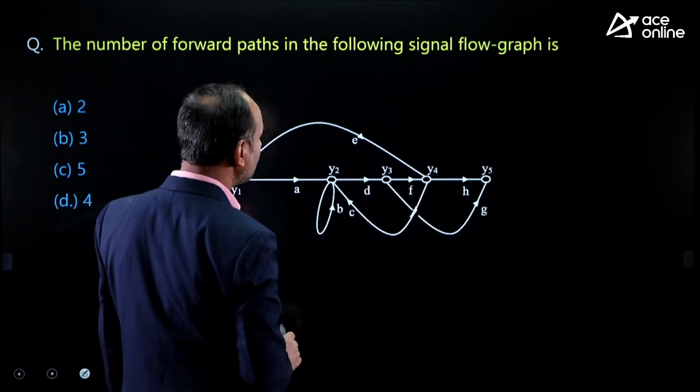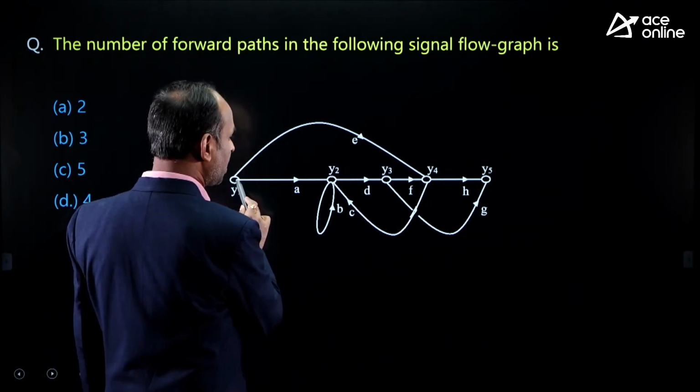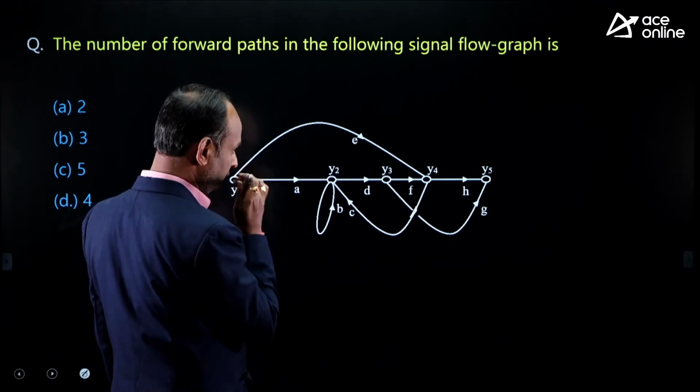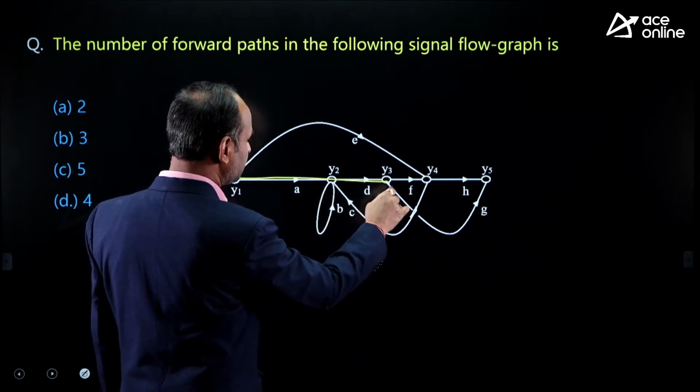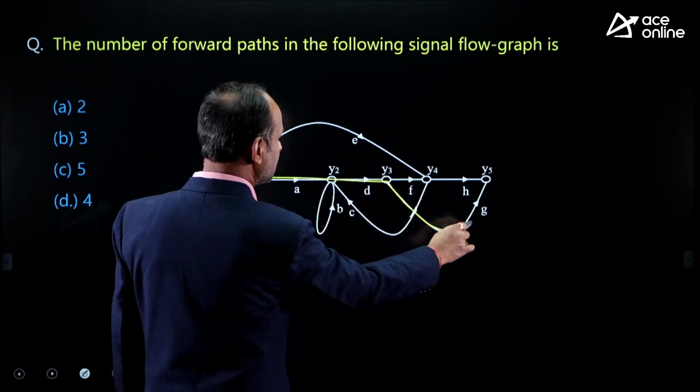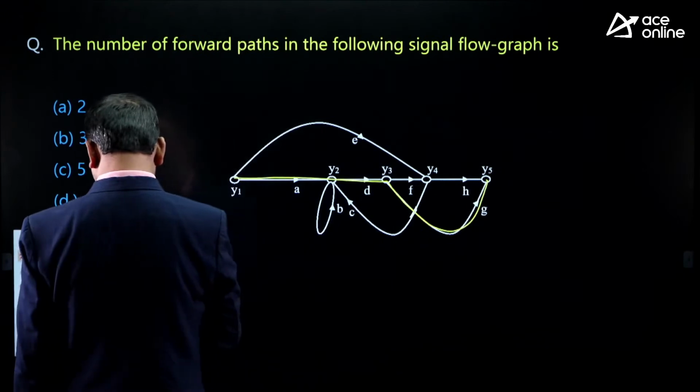Is it a forward path or not? Now, is it a forward path or not? Fine, I am moving along the mentioned direction. Yes, this is a third forward path.